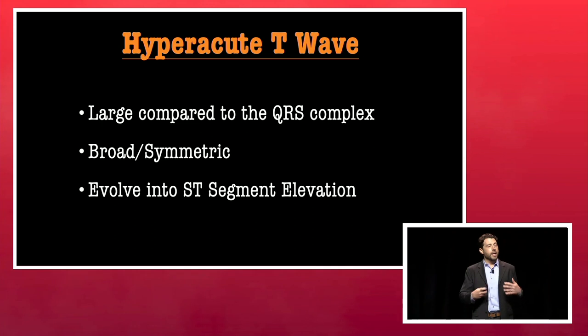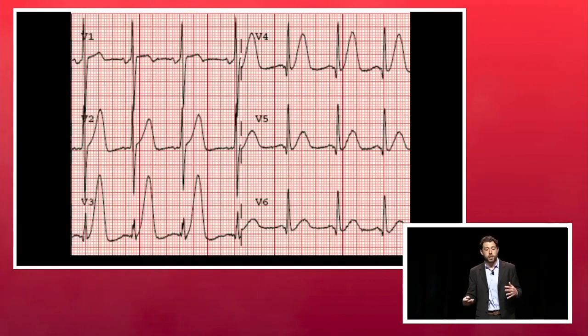There's actually no consensus definition of what a hyperacute T wave is. It's kind of like the Supreme Court decision on porn. It's just, you know it when you see it, right? It's a T wave that is out of proportion to the QRS complex. All right, and classically, this will evolve over time into your ST segment elevation MI. They will be big, broad, and symmetric. So this is what they look like. Look at V3, right? You should be impressed by that T wave. This is an LAD occlusion.